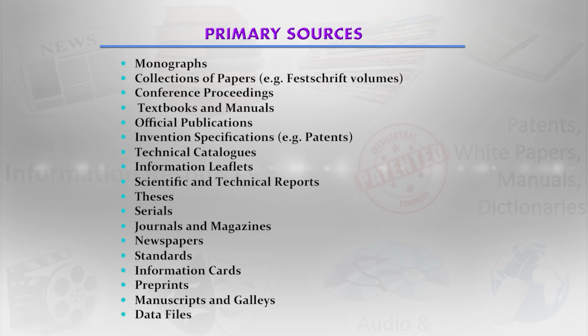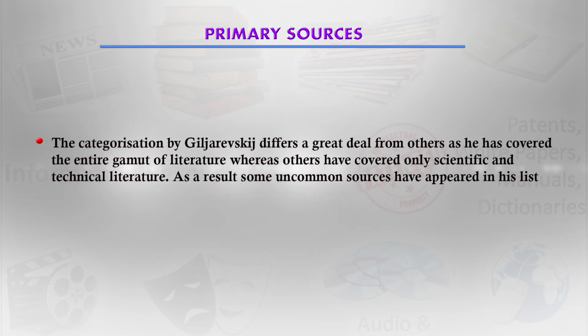So, in his primary sources list, he categorized monographs, collection of papers, fast script volumes for example, conference proceedings, textbooks and manuals, official publications, inventions, specifications for example patents, then technical catalogs, information leaflets, scientific and technical reports, theses, serials, journals and magazines, newspapers, standards, information cards, preprints, manuscripts and galleys and data files. So, this categorization differs a great deal from others, as he has covered the entire gamut of literature, whereas others have covered only scientific and technical literature. As a result, some uncommon sources have appeared in this list.